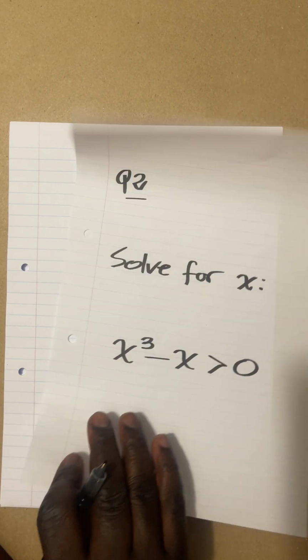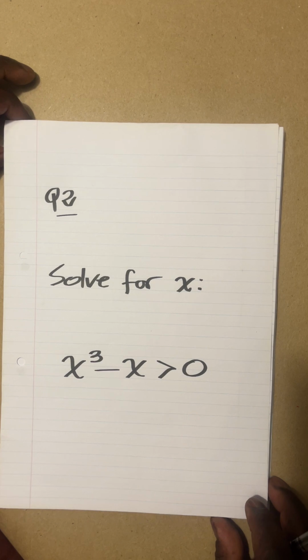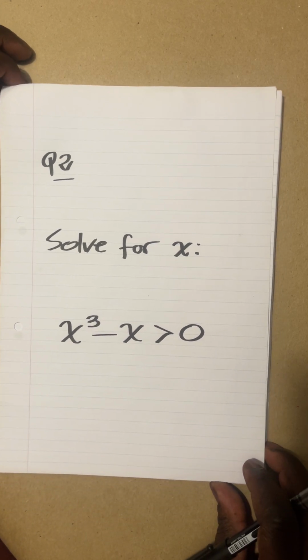Solving for x there. Let's look at question number 2 that I have. Question number 2 is over here, and on question number 2, I'm basically solving an inequality. There it is. That's question number 2. We're supposed to solve for x here.